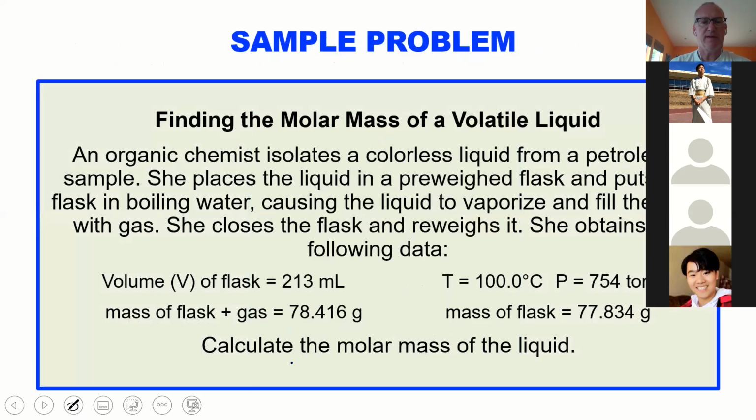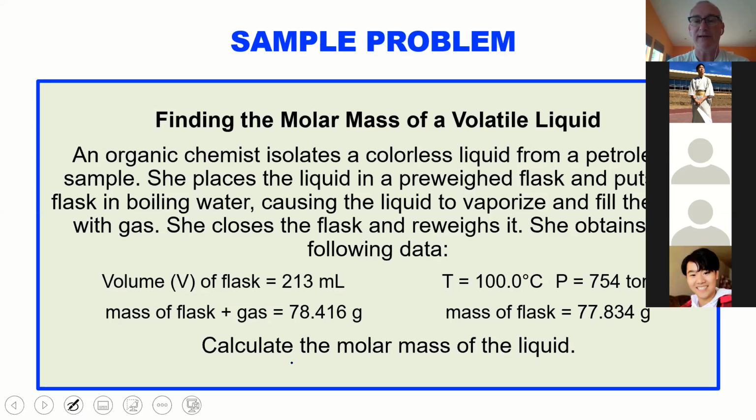So an example here, I'm just going to leave you with this, and we'll figure out the answer on Thursday. This is an example of trying to figure out the molar mass of a gas. An organic chemist has some colorless liquid. She doesn't quite know what it was. It's like a petroleum sample, so she's probably a petroleum engineer or something like that.